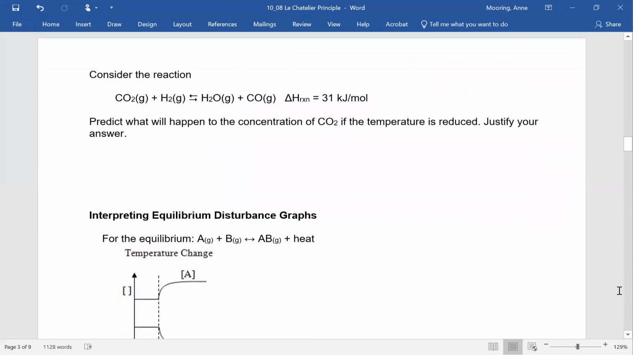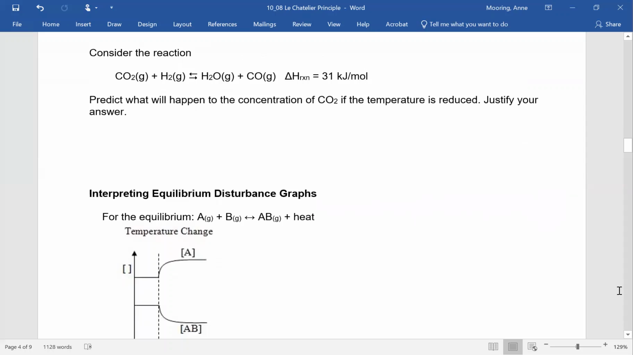Let's try another one. Consider the reaction CO2 plus H2 gas in equilibrium with H2O gas plus carbon monoxide. This time we're told delta H of reaction is 31 kilojoules per mole. Predict what will happen to the concentration of CO2 if the temperature is reduced. Justify your answer. So I'm going to rewrite this equation, and I'm going to include heat on either the product or the reactant side.